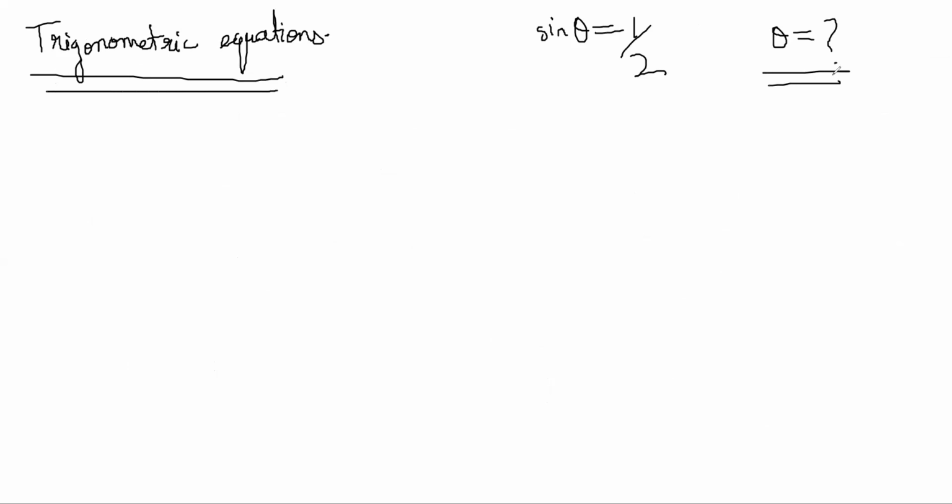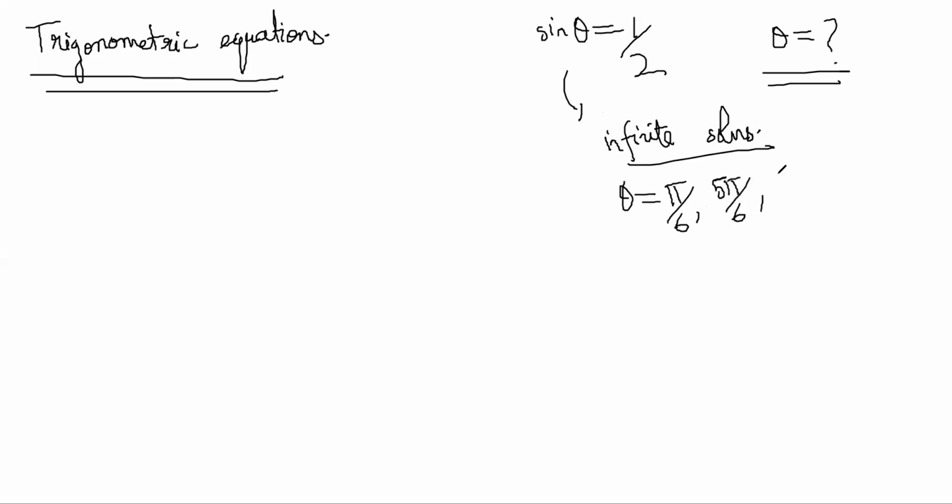Right now, you know what theta is, no? What is theta? 30. But is it only 30? 150. And forever infinite values? You understand? There are infinite solutions to these equations, no? You can keep getting angles, no? Pi by 6, pi by 6, 2 pi plus pi by 6, right? And so on, right? Yeah. Correct.